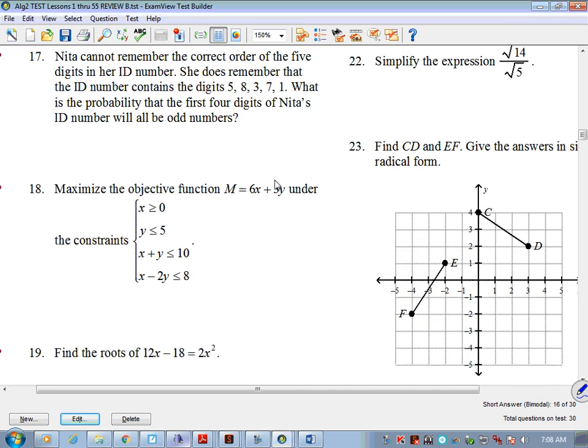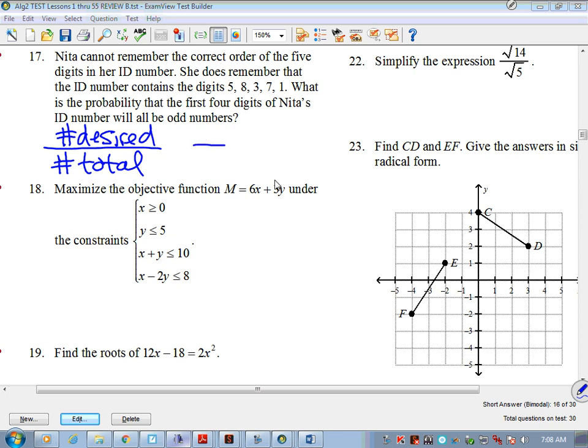Okay, 17. 17 comes from lesson 55, finding probability. A big thing that you need to remember is that probability is number desired over total, number total. All right, Nita cannot remember the correct number or correct order of the 5 digits in her ID number. She does remember that the ID number contains the digits 58371. What's the probability that the first 4 digits of Nita's ID number will be odd numbers? That the first 4 digits.